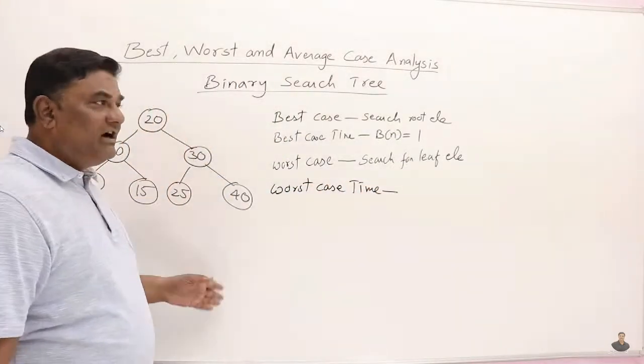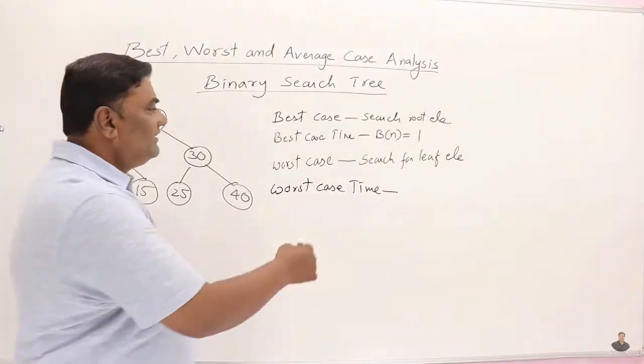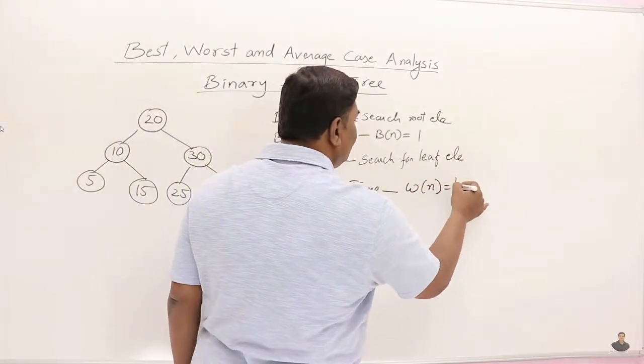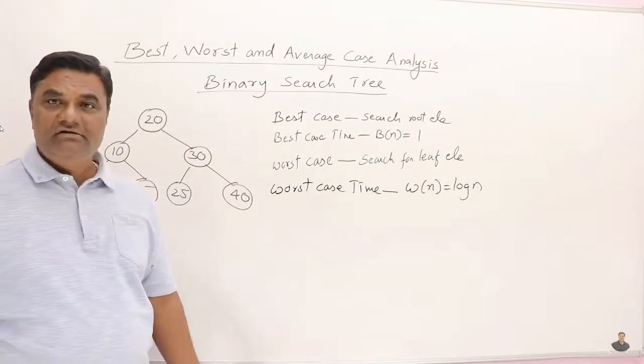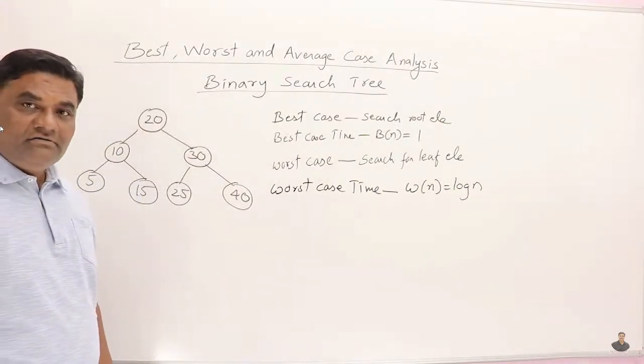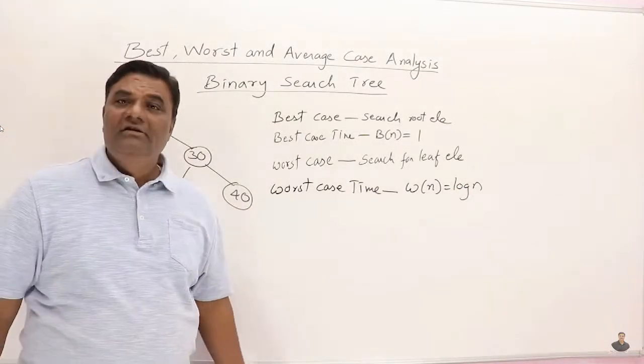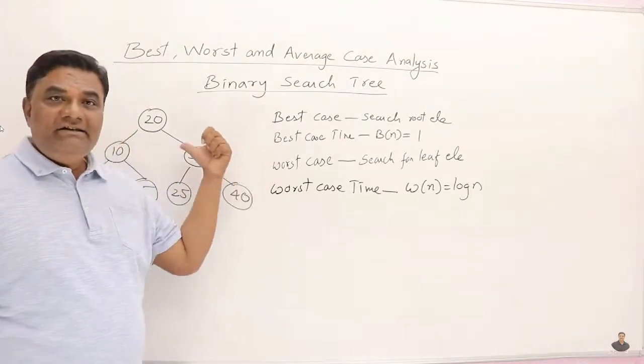Worst case time depends on the height of a binary search tree. What is the height? Log n. So the worst case is log n. Right? Now, we'll not go into the average case. Now, this is a binary search tree.